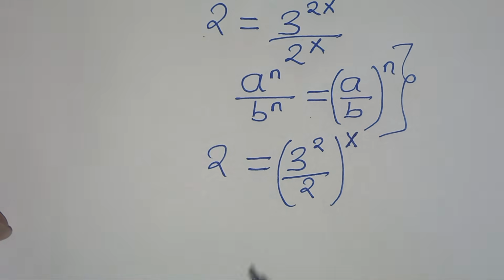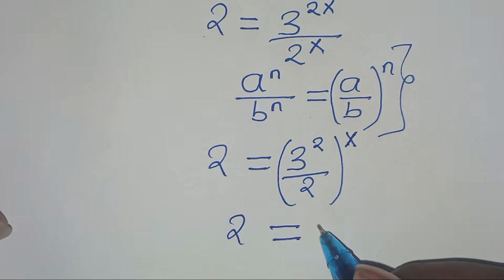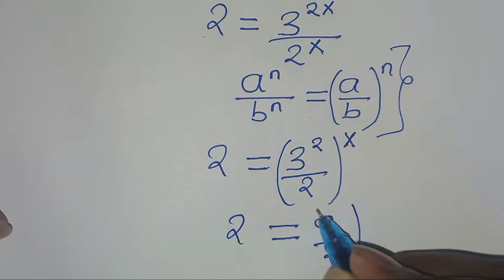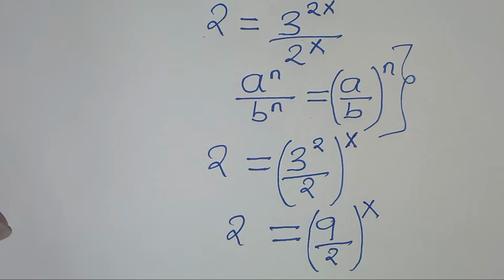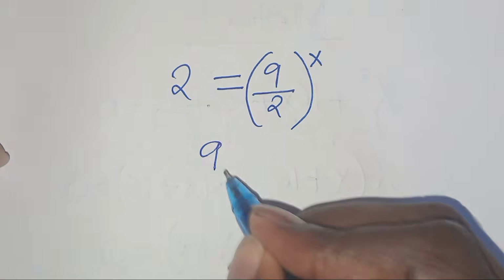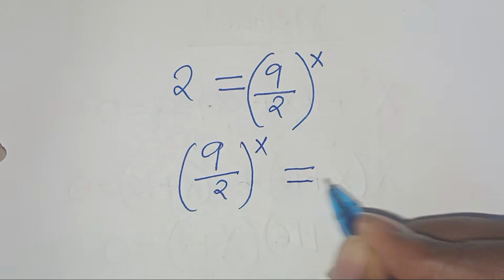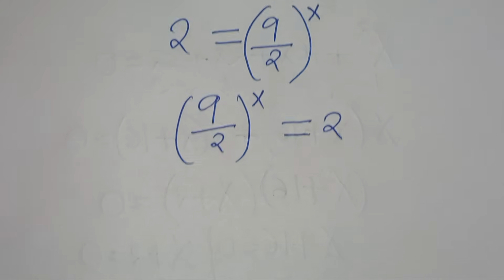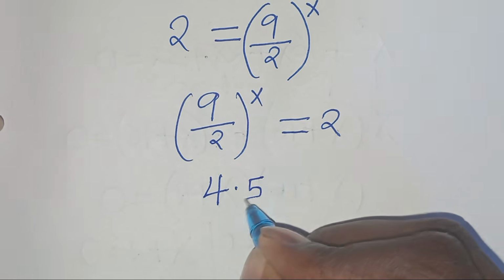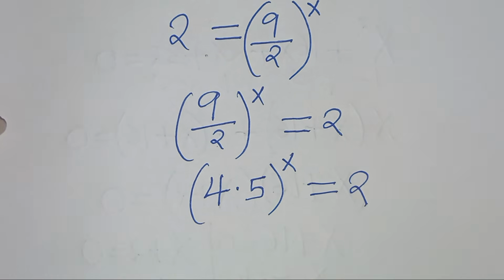So this is to mean that we have 2 is equal to 3 squared, which is equal to 9, divided by 2, then raised to the power of x. Now this is the same thing as 9 over 2 raised to the power of x. This is equal to 2. Now we have that 9 divided by 2, this is 4.5, raised to the power of x. This is equal to 2.